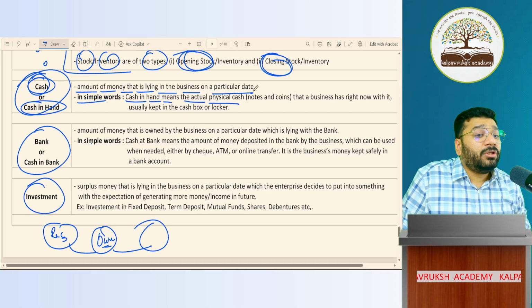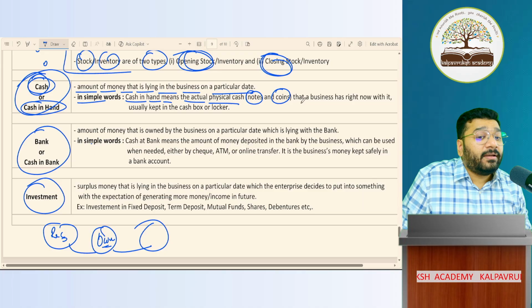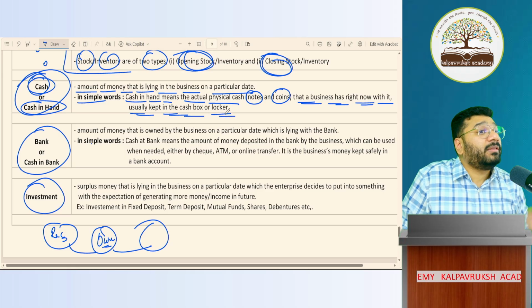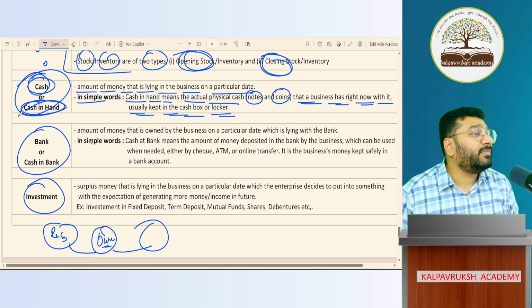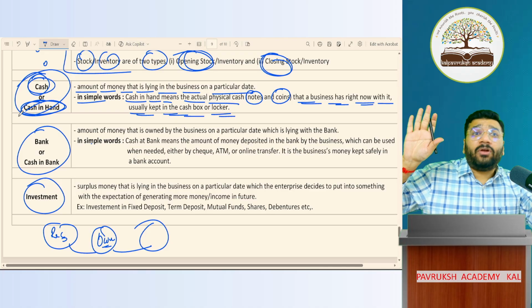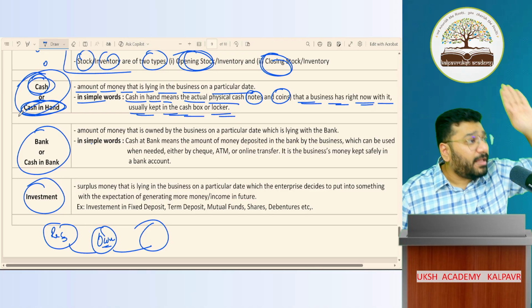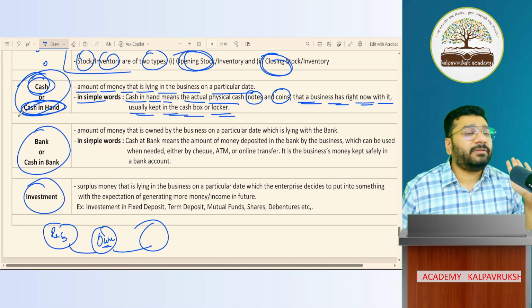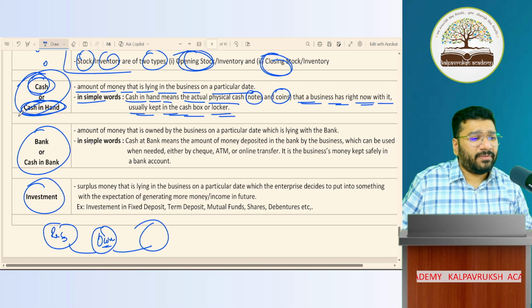In simple words, cash in hand means the actual physical cash, the notes, currency notes, the coins that the business has right now with it, usually kept in the cash box or the locker. That is called cash in hand. Got it, not got it? So at any point of time, if you find any cash in hand in the business, for that business, it is asset.